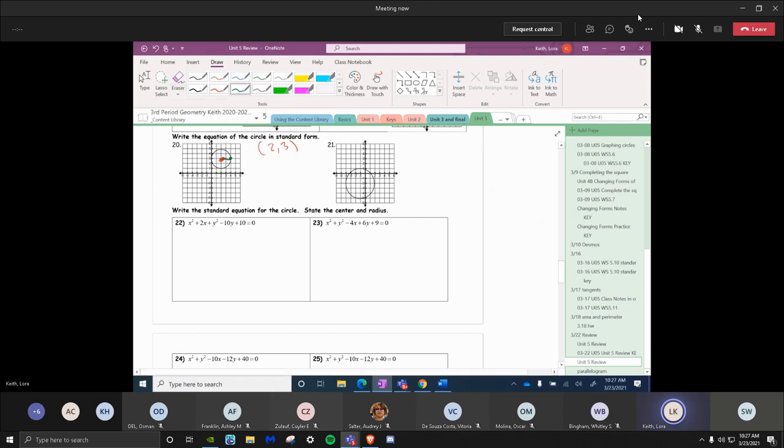So now let's count how many units away we are. We're 1, 2 units across. So that must mean that our radius is 2. Okay, so now let's set up an equation. So it's (x plus or minus something) squared plus (y plus or minus something) squared equals 4. It's the square of 2.